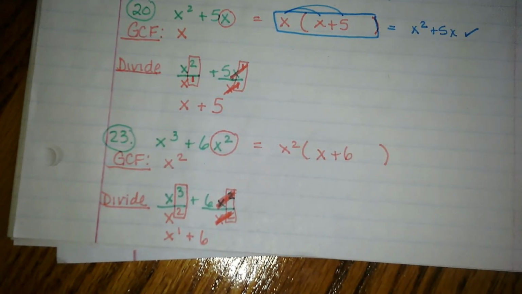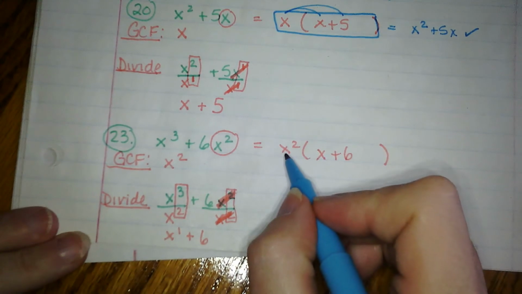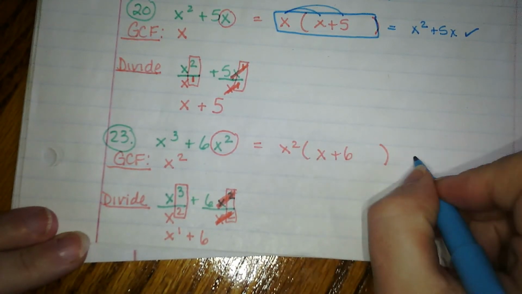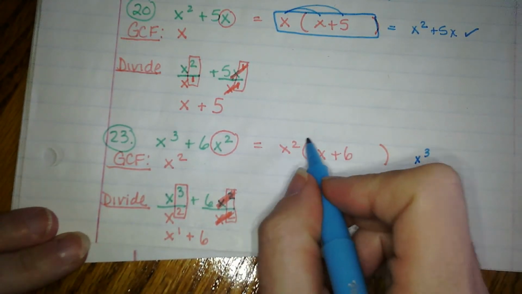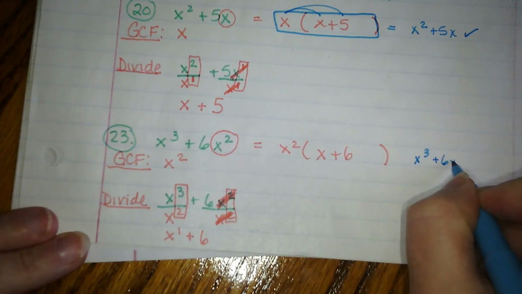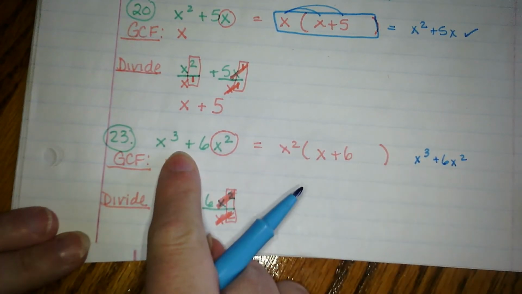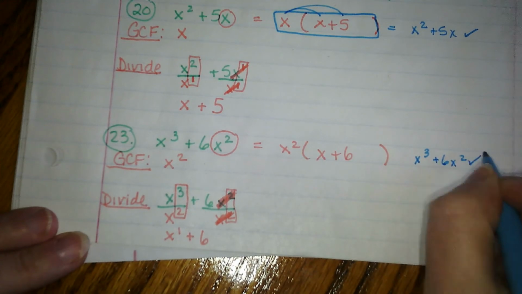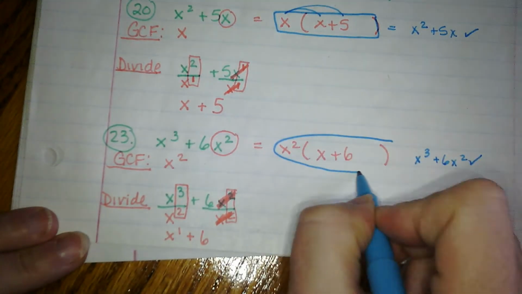Last, I'm going to just mentally check x squared times x. That does give me x to the third. x squared times 6 gives me 6x squared. Does this look like this? Indeed it does. So this is the correct answer.